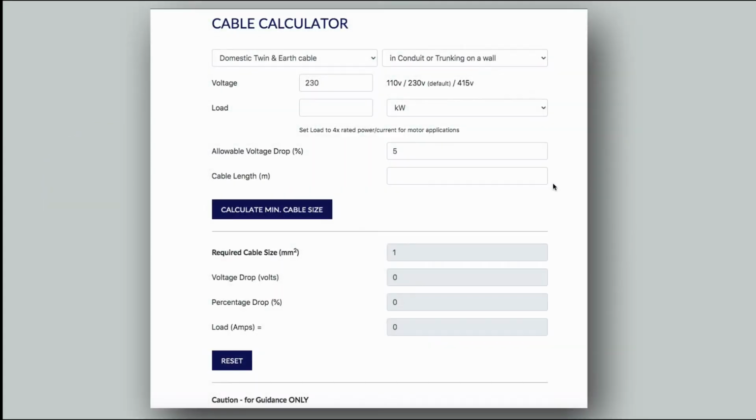You can get online cable calculators and you can check your results against these. So let's have a look. We've got a domestic twin earth cable. It's in conduit or on the wall. The voltage is 230. The load was 3 kilowatts. The volt drop is 5%. Non-lighting circuit. The length was 10 meters. Let's calculate minimum cable size. So there we go. It's telling us the minimum cable size for this particular set of circumstances is 1.5mm squared with a volt drop of 3.8 volts. There's your load, 13.04 amps.